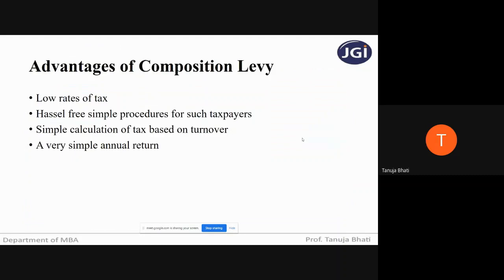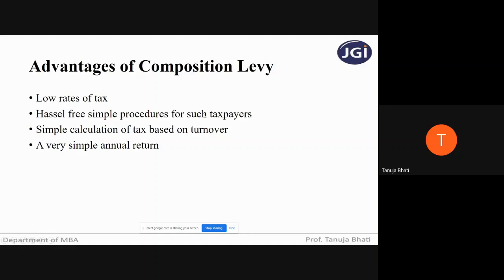Next, let us see what are the advantages of composition levy. With all this, we can know that under composition levy, if any person is opting for it, he has to pay low rates of tax. Now, why low rate of tax? Because the normal rate of tax is 5%, 12%, 18% and 28%. But if any person is opting for composition levy, he has to pay 1% tax or 5% tax or 6% tax, depending on whether he is a manufacturer, running a restaurant, or a service provider. Therefore, compared to the normal rate of tax, he is paying a lesser amount of tax.